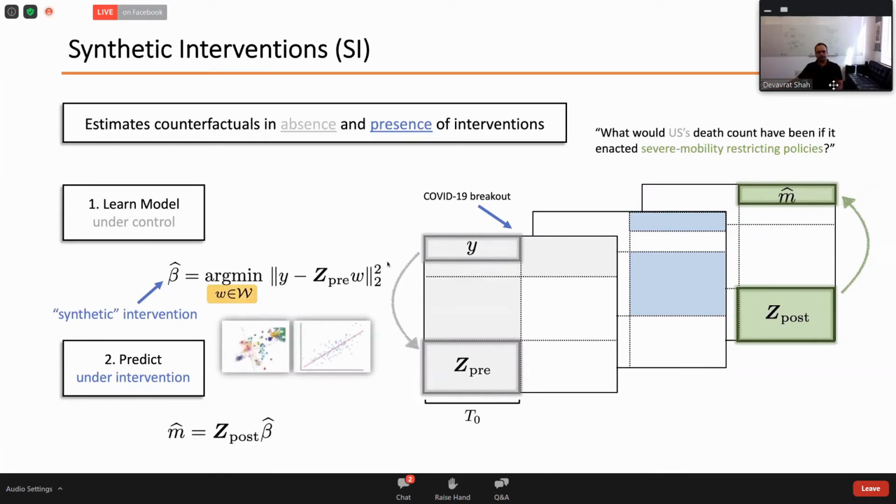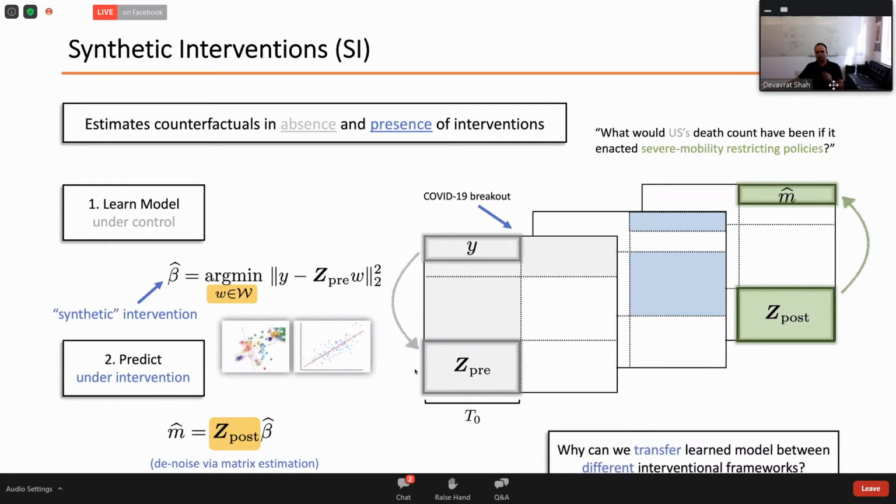And the way we do this is we don't restrict it. However, in a nutshell, first we denoise this matrix, let's say Z pre and Z post together, through a standard matrix estimation procedure like hard singular value thresholding. And after that, we simply do ordinary least squares. This, in a nutshell, is a nicely regularized regression, and that works really well. Now, one thing you must have noticed by now, as we went from synthetic control to synthetic intervention, is we learned the relationship pre-intervention.